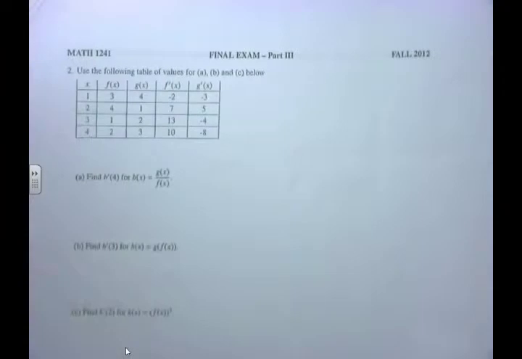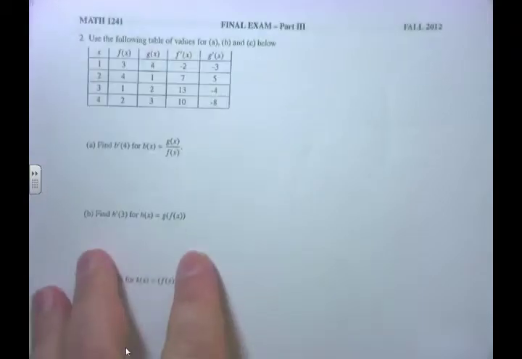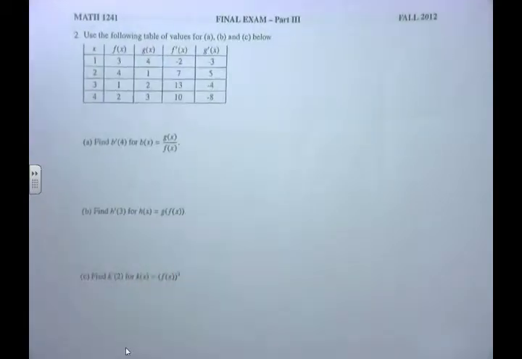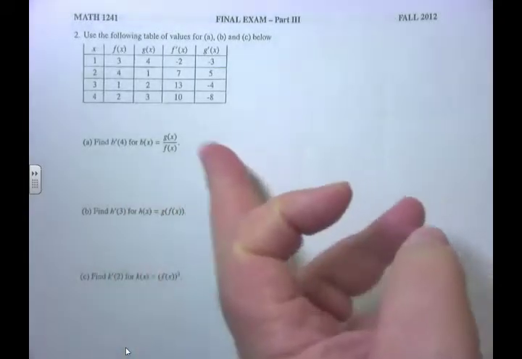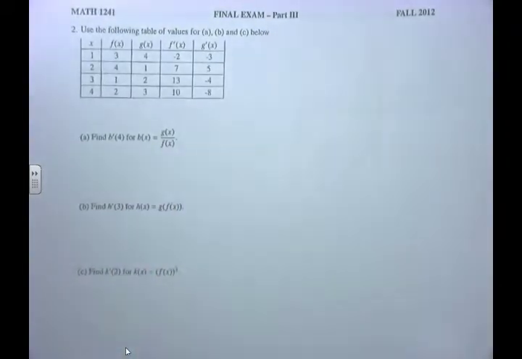Here's a web work problem for you. Number 2. Use the following table for A, B, and C below. And usually each one of these things are worth 10 points apiece. They'll give something like this. This one will be worth 4 points, 3 points, and 3 points, or something like that. But this is web work, using tables to take derivative. This is where they stole this one from.